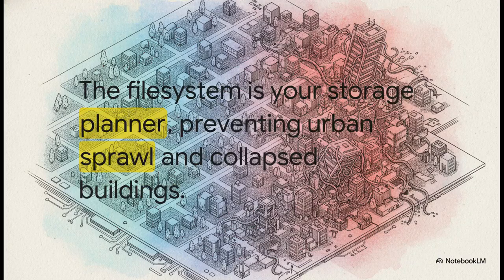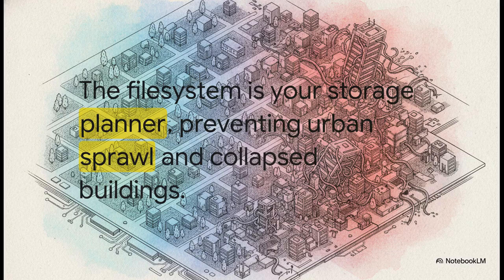Think of the file system as your digital city planner. It's the thing deciding how land, or your physical disk space, gets divided into individual plots, which are your blocks. It manages exactly where files get constructed and how the records are kept. Now, a mismatched file system, that's basically just bad city planning.